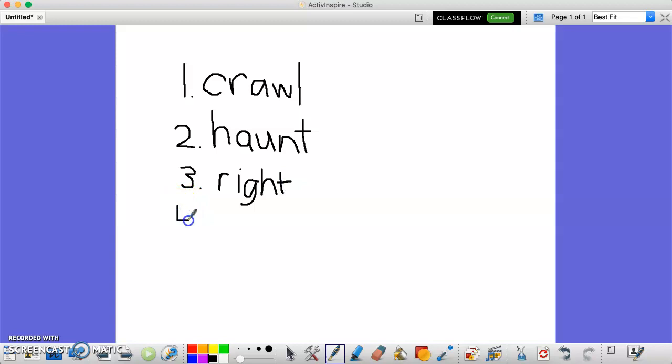And our very last one, number 4. Number 4 is foil. So I hear a F. Oi, O-I, remember, is an oi in the middle of a word. Foil with an L at the end. Excellent job on phonics today.